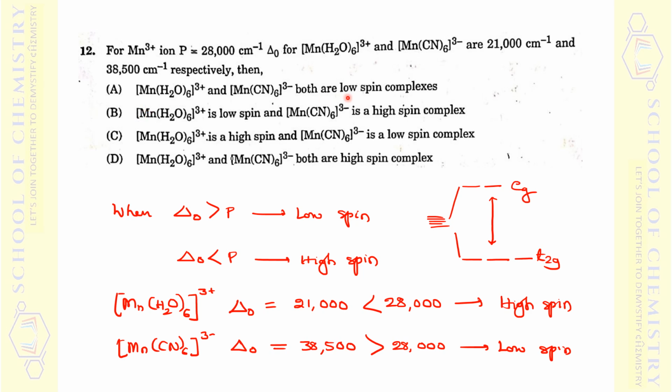So if you read here, both are low spin, which cannot be the possibility. Here [Mn(H2O)6] is said to be low spin, and [Mn(CN)6] is said to be high spin, not possible. [Mn(H2O)6]3+ is high spin, and [Mn(CN)6]3- is a low spin complex, which makes sense. Here both are high spin, which is not a possibility. So therefore option C, [Mn(H2O)6] is a high spin, and [Mn(CN)6]3- is a low spin complex. This will be the correct answer for the question.